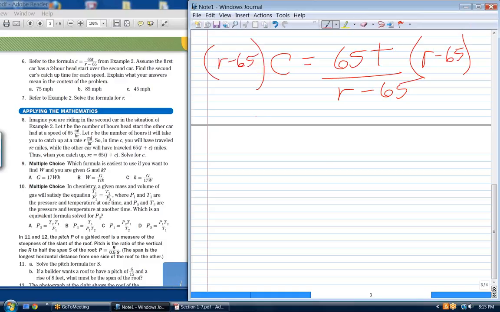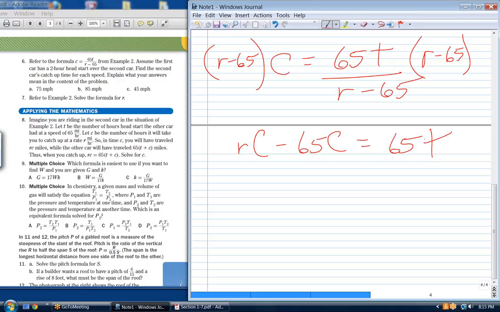Okay, what's that give me on the left side? Now distribute that C. So RC minus 65C equals 65T. That's it, because that canceled with that.